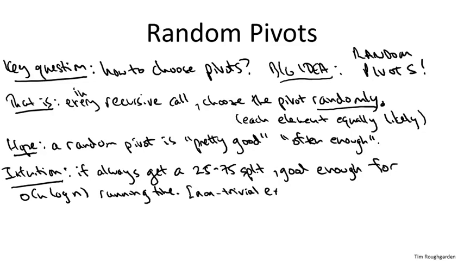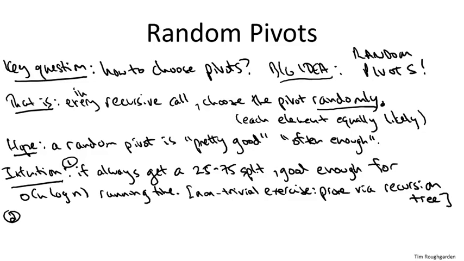Now, this is not so obvious, the fact that 25-75 splits guarantee n log n running time. For those of you that are feeling keen, you might want to try to prove this. You can prove this using a recursion tree argument, but because you don't have balanced subproblems, you have to work a little bit harder than you do in the cases covered by the master method. So that's the first part of the intuition, and this is what we mean by a pivot being good enough. If we get a 25-75 split or better, we're good to go. We get our target n log n running time.